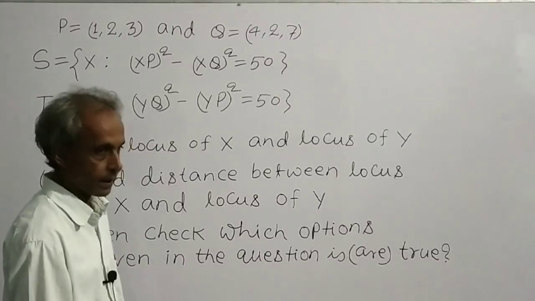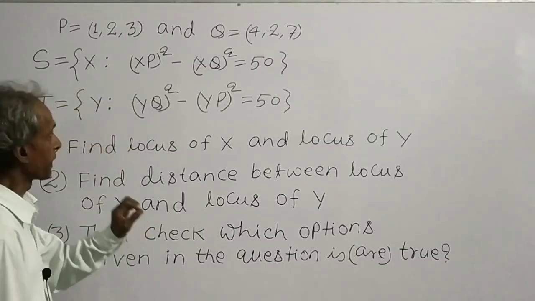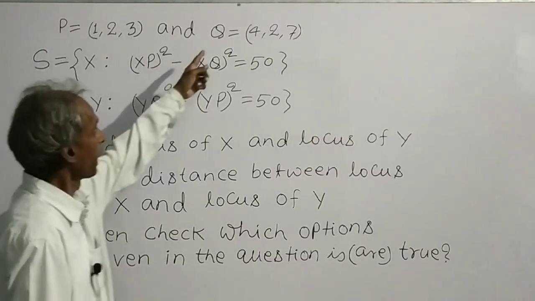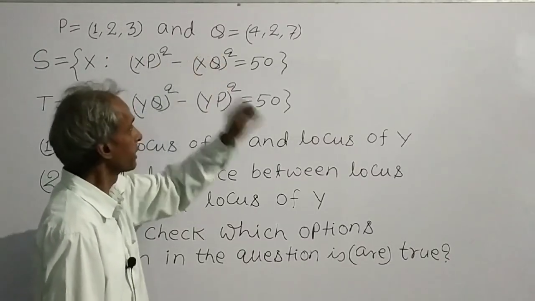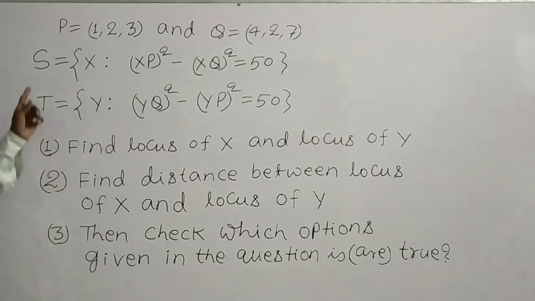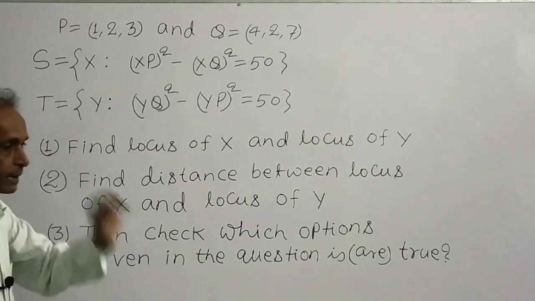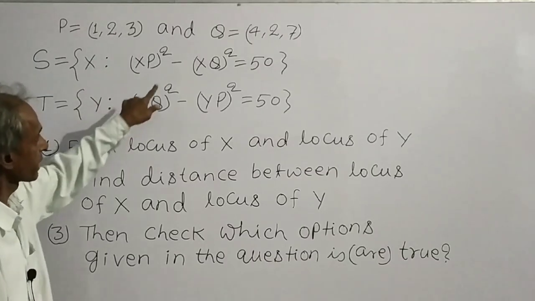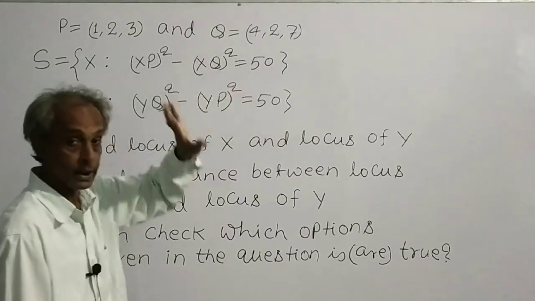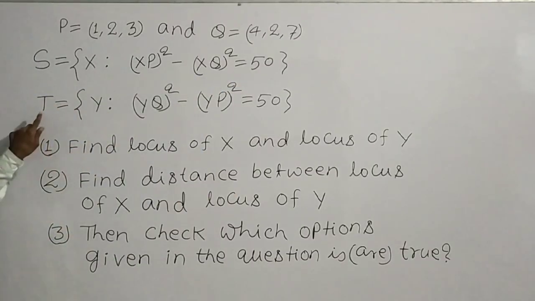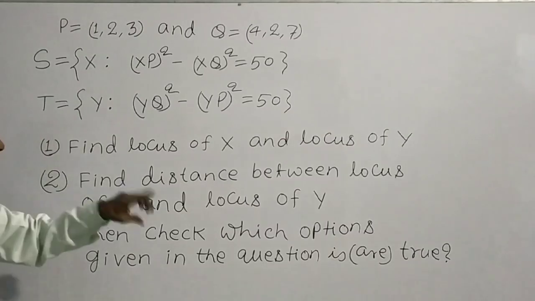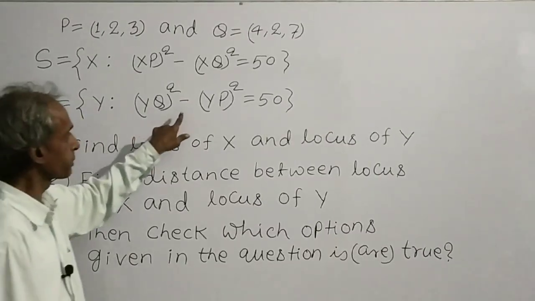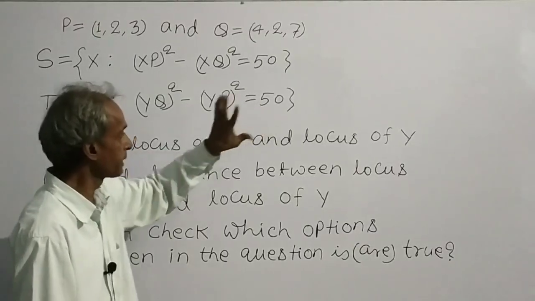In this question, coordinates of 2 points P and Q are given. S is the set of all x that satisfy this condition. T is the set of all y that satisfy this condition.